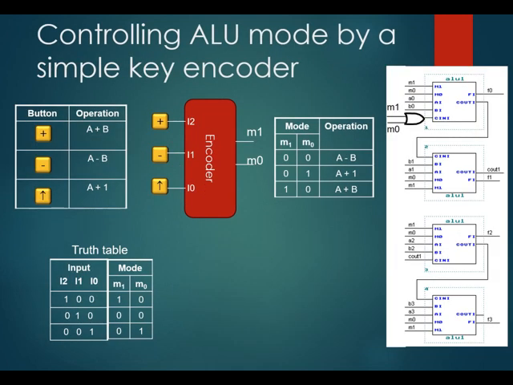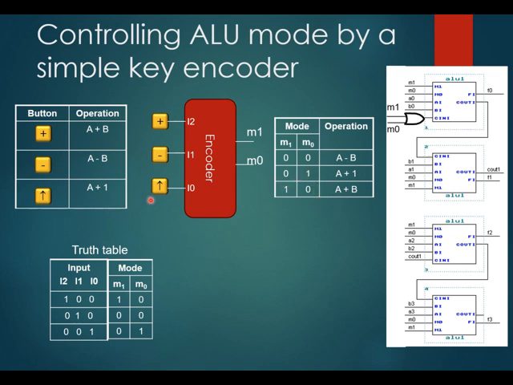So the last example will be the example that controls the mode of the ALU through a simple keypad. It has the plus button, minus button, and up button. Up button represents the increment. And in such a case, when you want to link the button to the mode signal of the ALU, you need to design an encoder that encodes the signal of the button being pressed to generate a code that will correspond to the mode of the ALU.